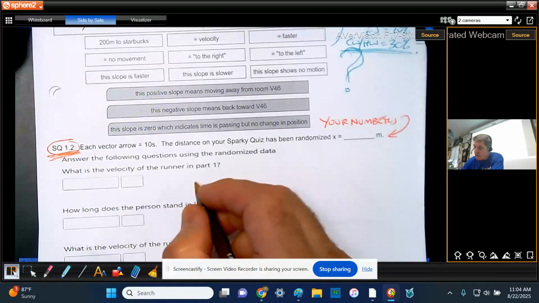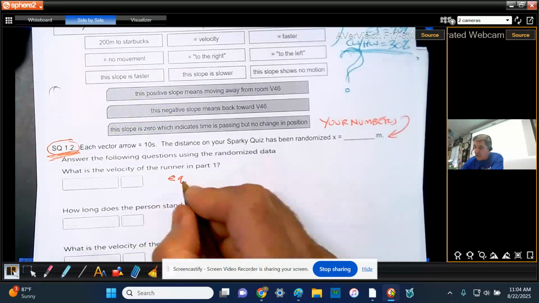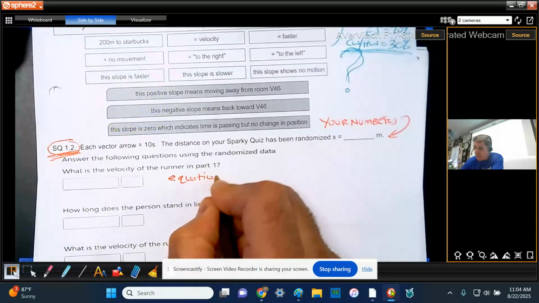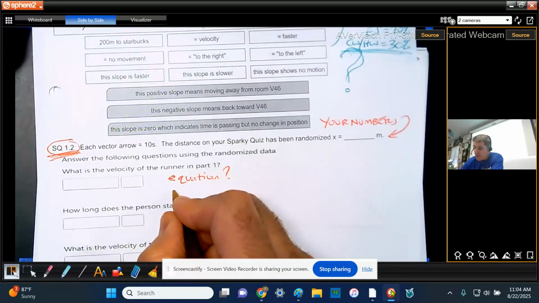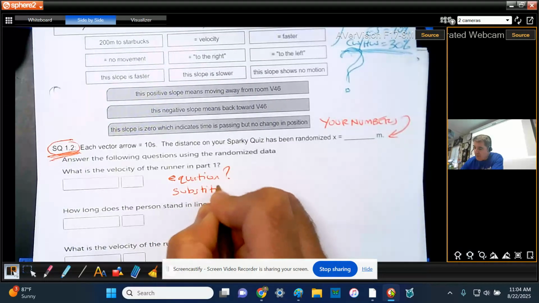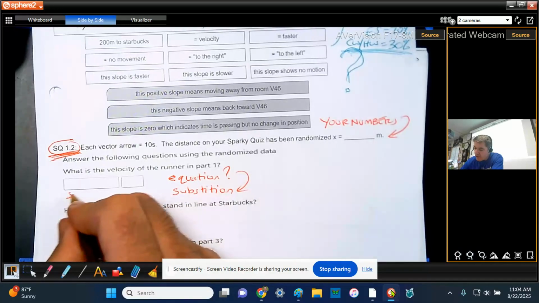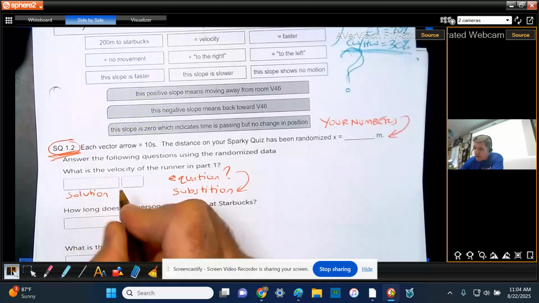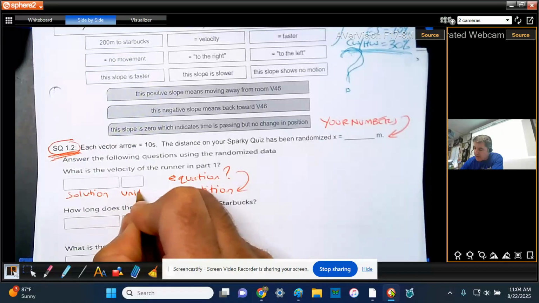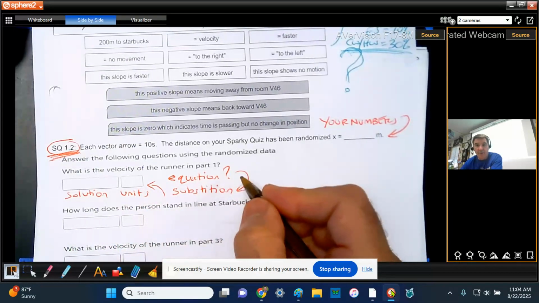Every time you do notes, you have to show me an equation, right? If you're doing work on a test, you have to show me what equation you used. And then you have to do substitution into the equation, right? Equation, substitution. And then you're going to give me a solution. And your solution is always going to have units, right? And so that's what we're doing on this paper after we take notes.